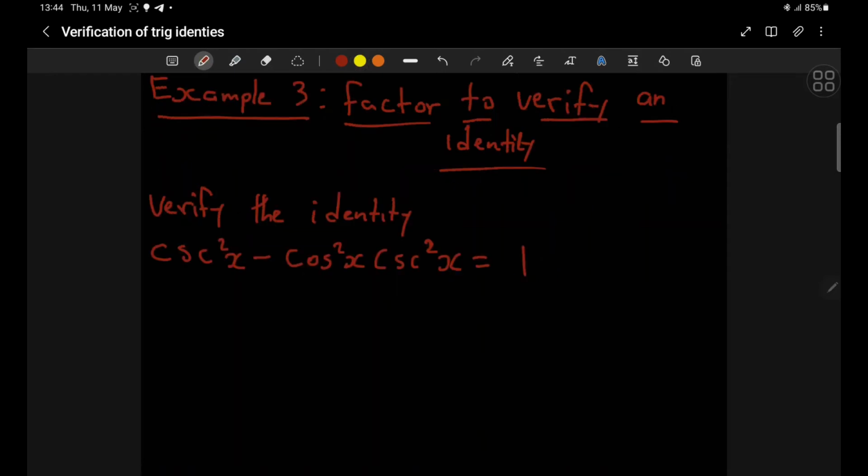Okay, so in this next example, we'll look at identities that might require you to factor for you to verify them. So in this identity, we've been given this expression. We're told to verify it. Of course, when we look at it, the left hand side is complicated, so we'll go with it.